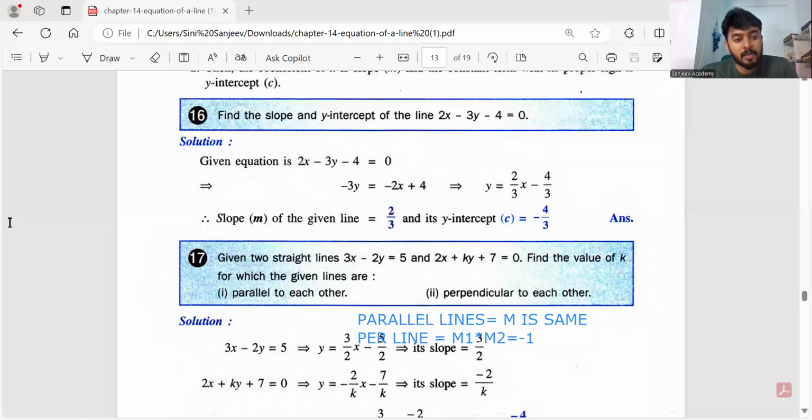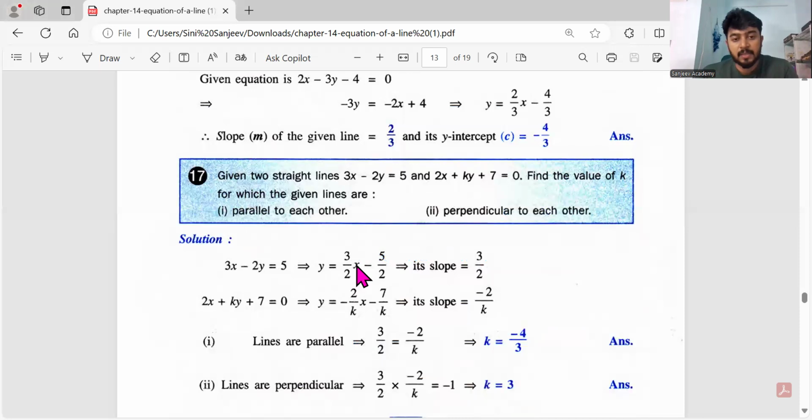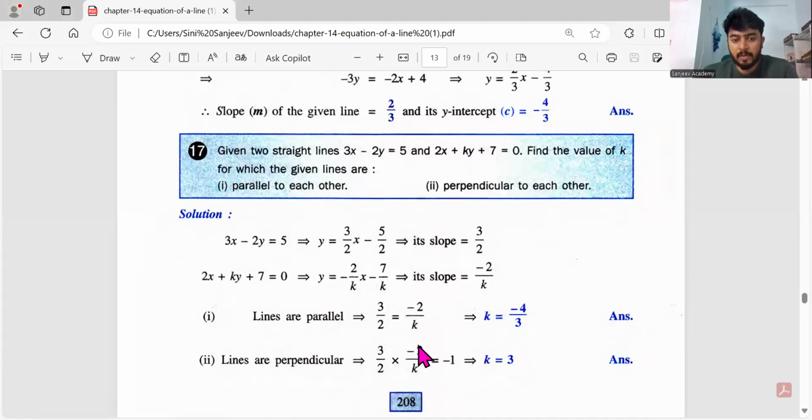Let me delete this drawing. Parallel to each other, correct? So rearranging the equation, y is equal to mx plus c, and this is y is equal to mx plus c. I'm getting slope value 3 by 2, and here also minus 2 by k, correct? M1 is equal to M2. Then I can find the value of k. K is 2 into minus 2 minus 4, minus 4 by 3. That's all. K value I got.